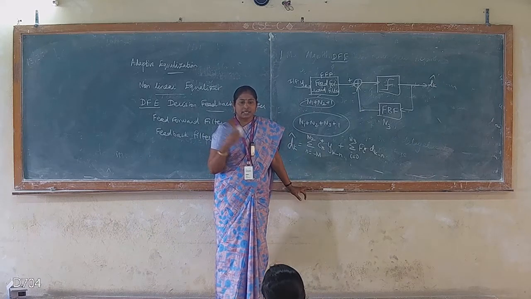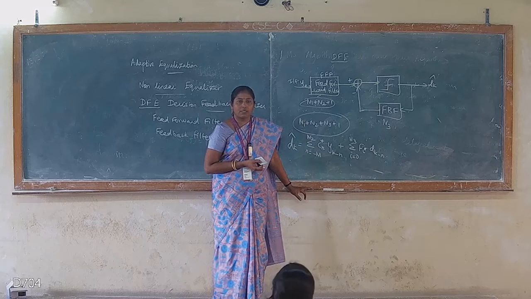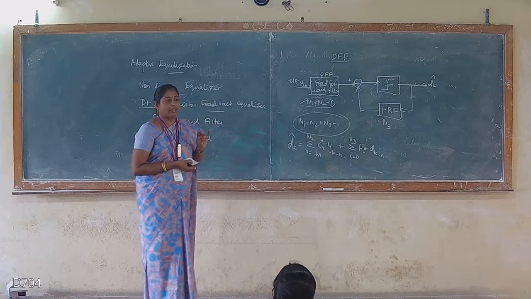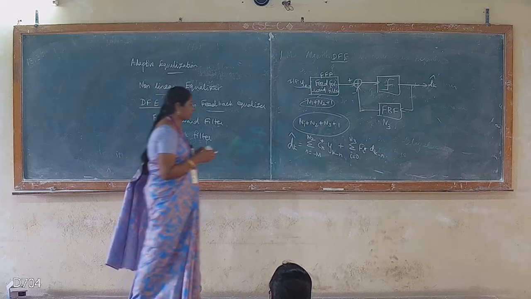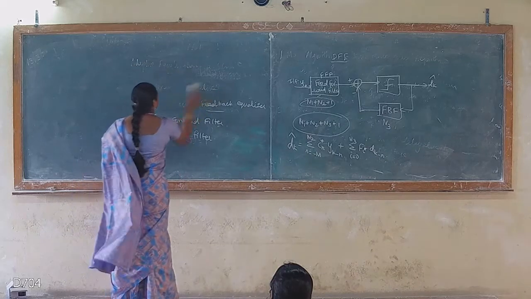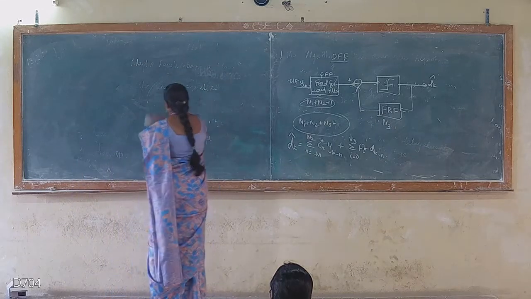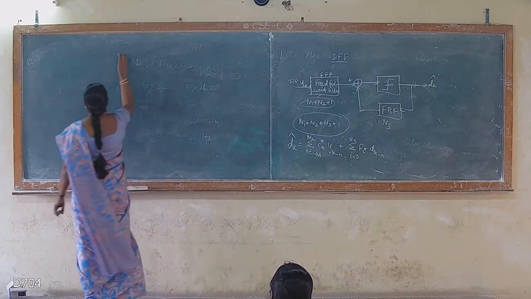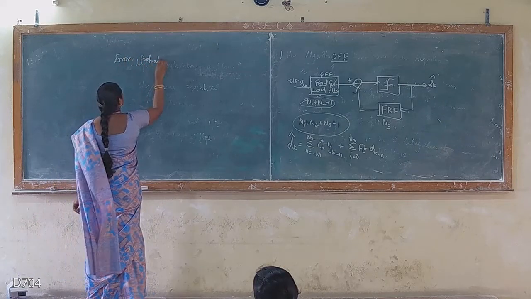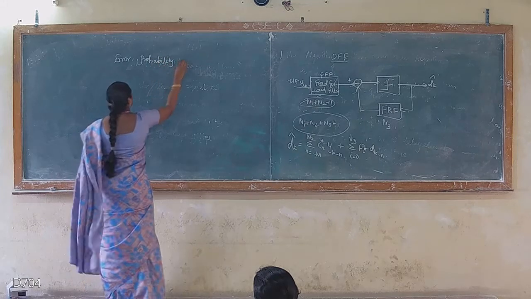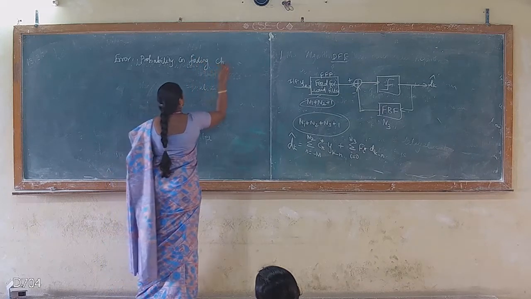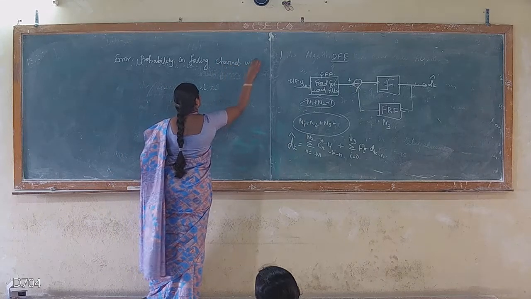So we have discussed the adaptive equalizer algorithm and the non-linear equalizer. Then the next topic is error probability in fading channel with diversity reception.